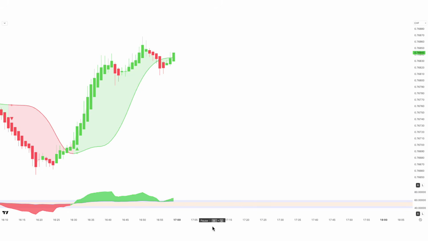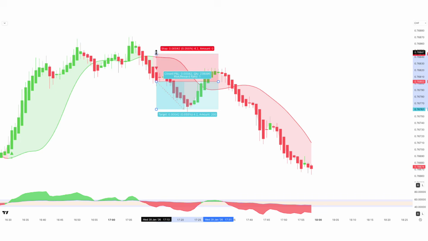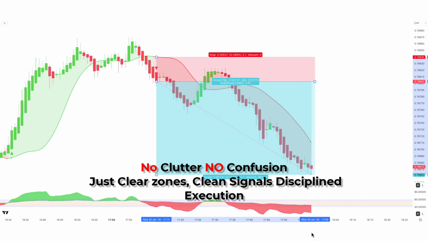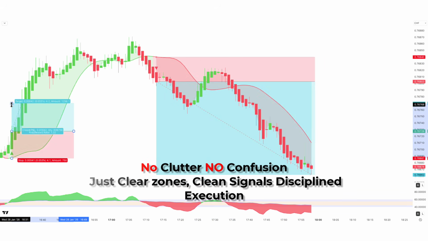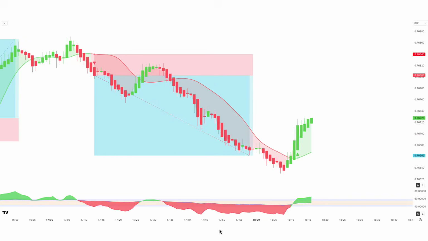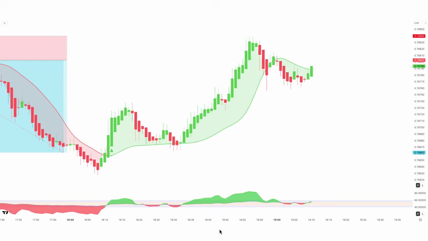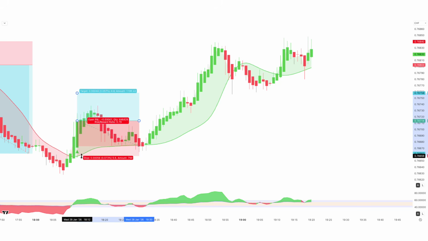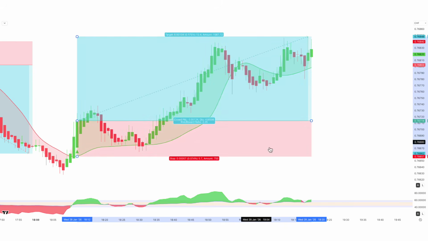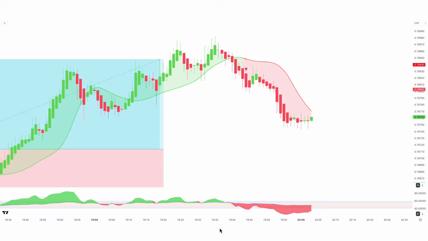This indicator doesn't force you to take trades, but teaches you to wait patiently until the market itself presents an opportunity. No clutter, no confusion, just clear zones, clean signals, and disciplined execution. That's why traders who understand it say it works every time, because it controls emotions and makes decisions logical. Watch this video till the end, because I'm not just sharing an indicator, I'm sharing a trading mindset that teaches you to survive in the long term.